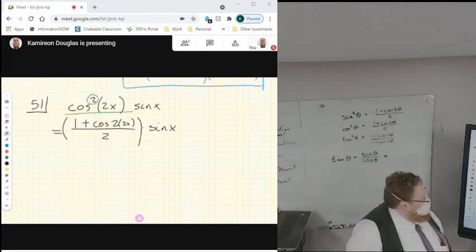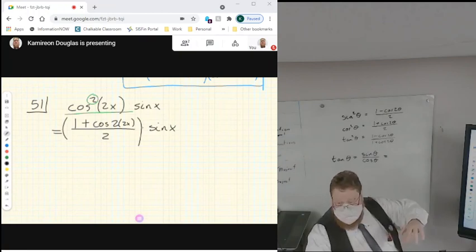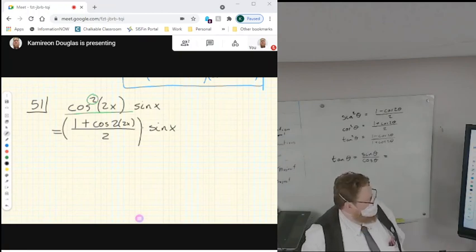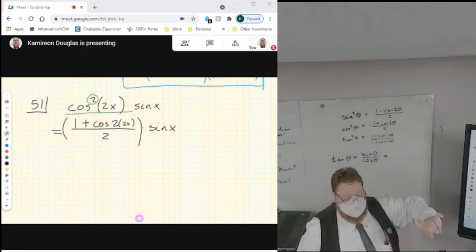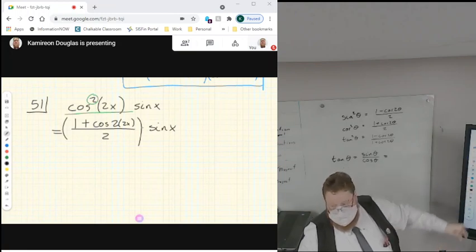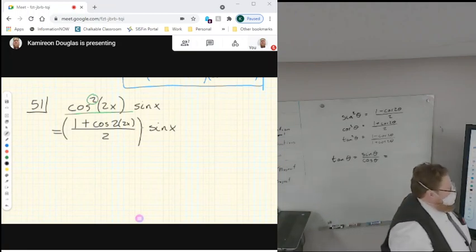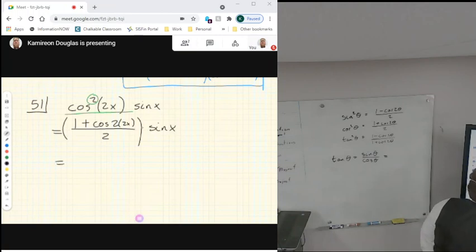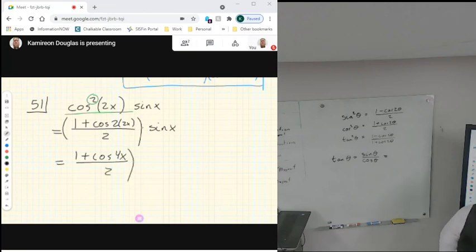Okay, now from here, I'm going to take this function. I will actually simplify it a little bit more, but not much. I'm going to simplify the 2 times 2x, and I'm going to distribute the sine function into one big fraction, and that's going to be the answer the book has. So I simplify the 2 times 2x, so I get 1 plus cosine of 4x all over 2 times sine of x.